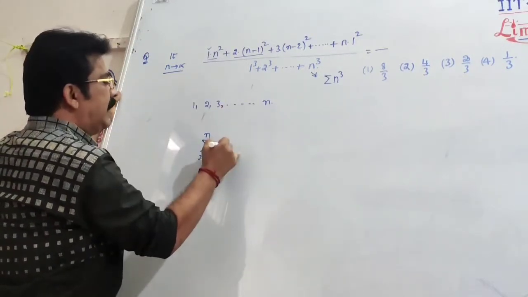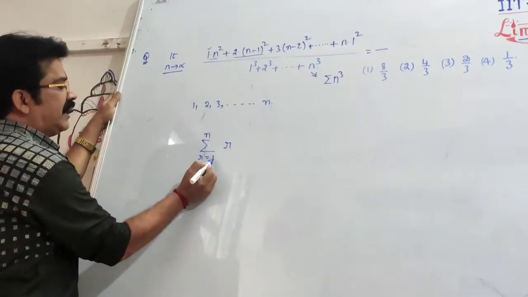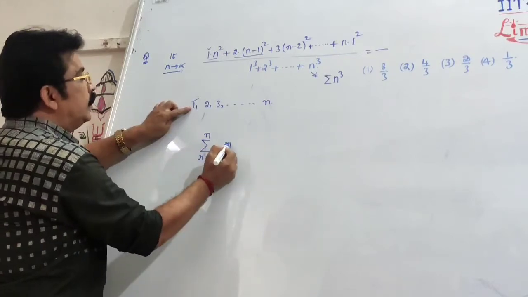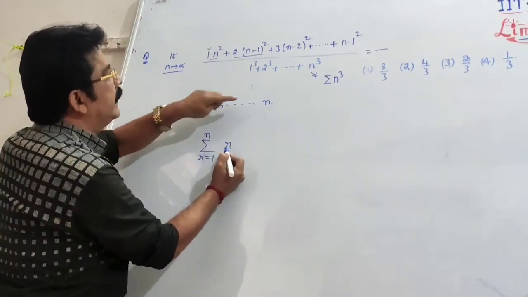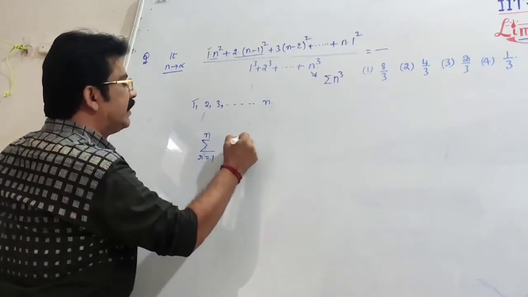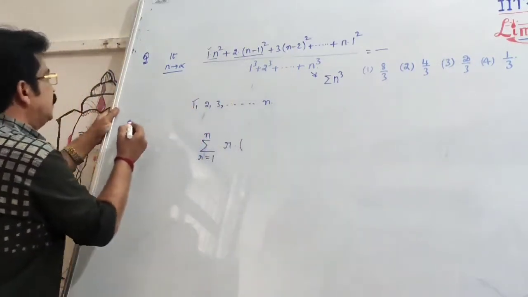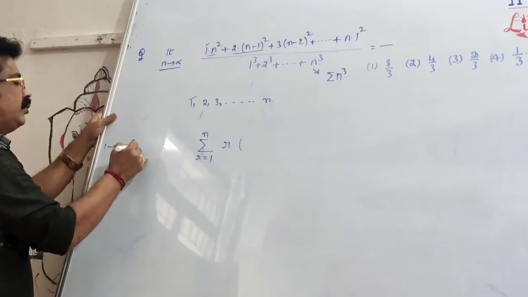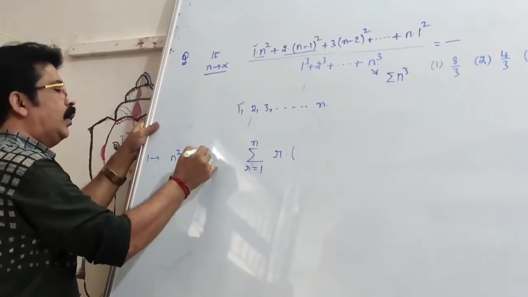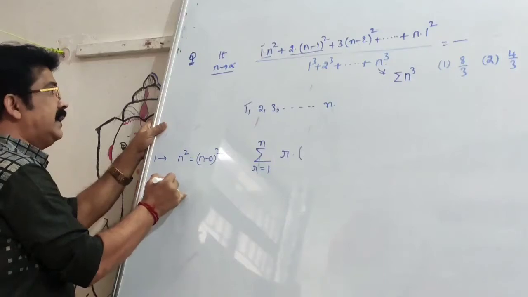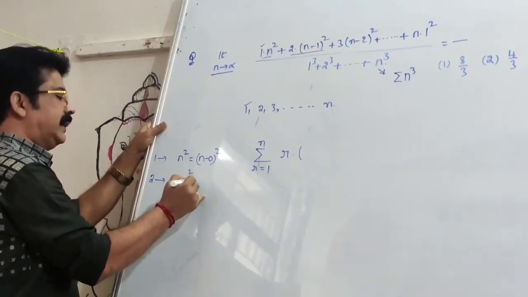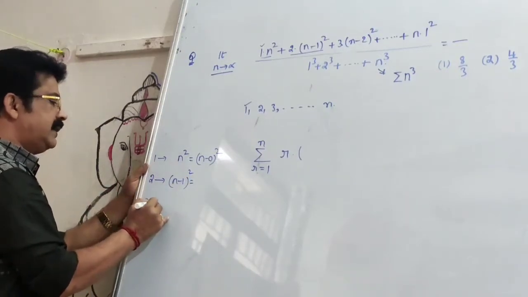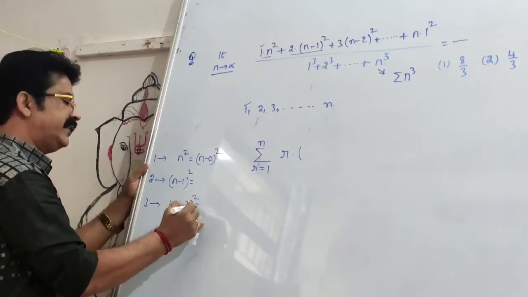Thus it will be r. Means what? First r is equal to 1. Next is 2, means r is equal to 2. r equal to 3 and so on, r equal to n. Okay. Next we have to write the second factor. So in the first term, n square is there. N square means what? n minus 0 whole square. Next, in the second term, n minus 1 whole square is there. Okay. In the third term, n minus 2 whole square is there.